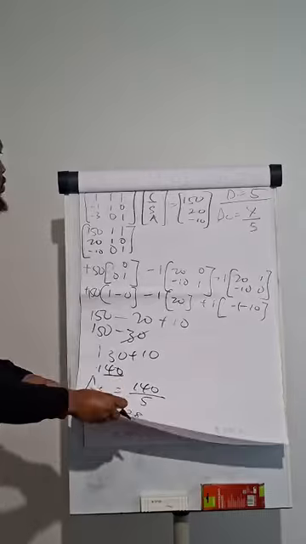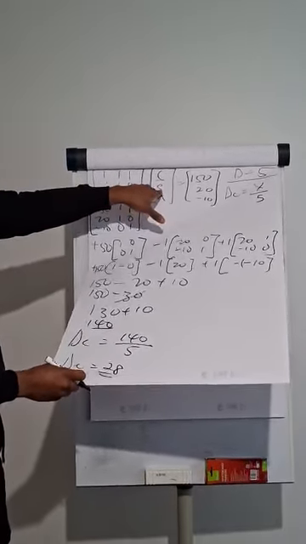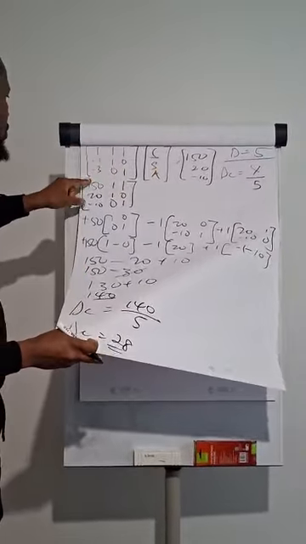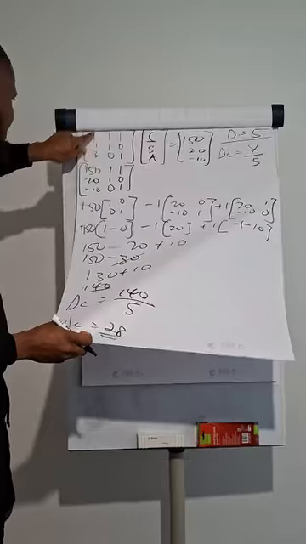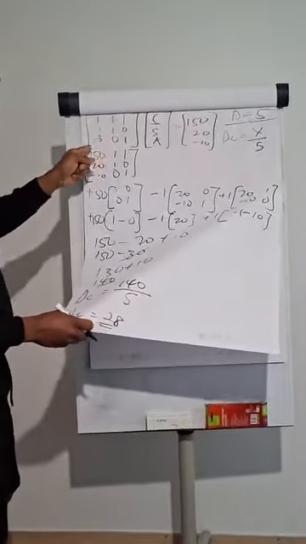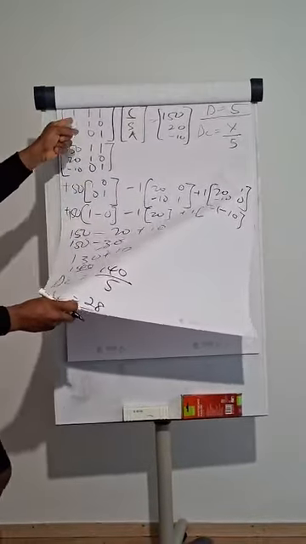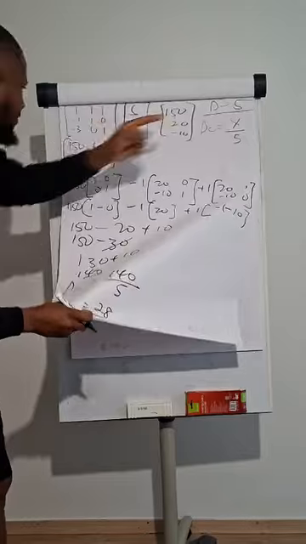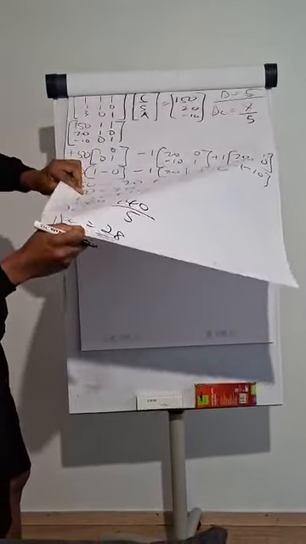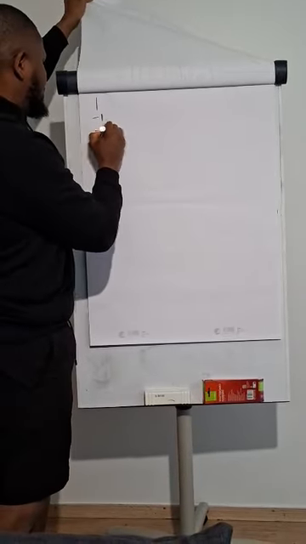Now let's move to the other one, which is the determinant of the student. First and foremost, we replace the second column with the constants. Remember, when we are solving for this, we replace this with this. So the first row will remain 1, minus 1, minus 3.